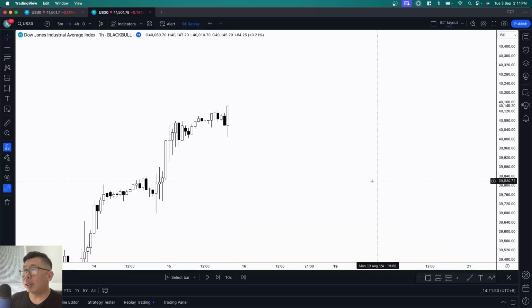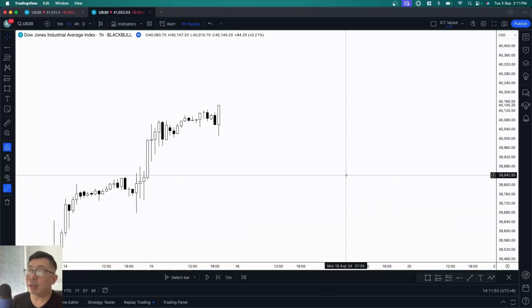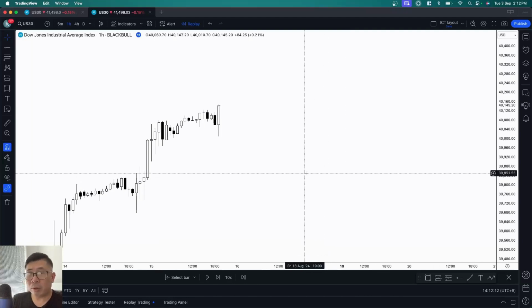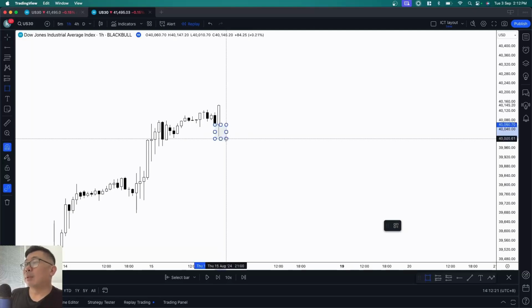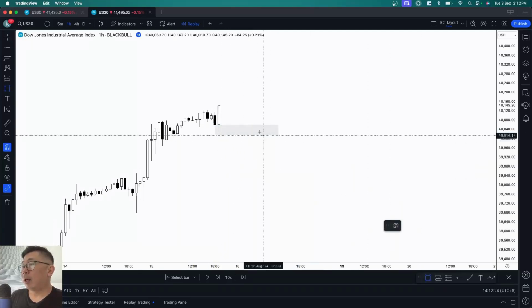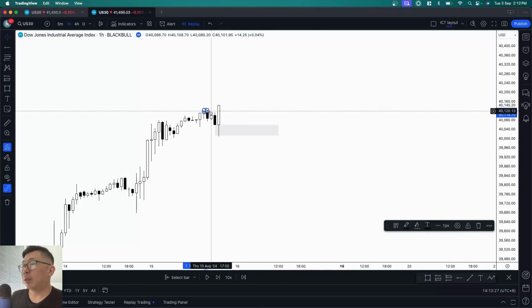So what I do normally is I don't make a bias or any premature analysis. Even when London opens, I don't make any judgment or analysis as to where I think price is going to go. I wait until the very last hour before New York opens, and I mark the support and resistance at the time on the hourly time frame. In this case, this will be my support and this will be my resistance. I will make it bigger for you so you can see here.